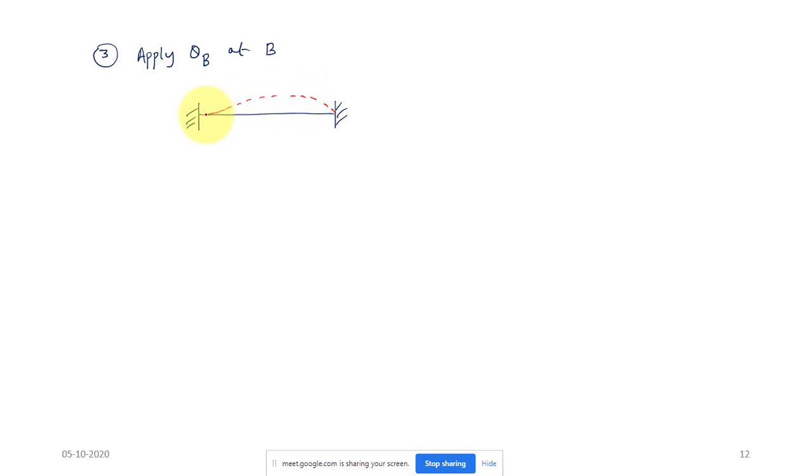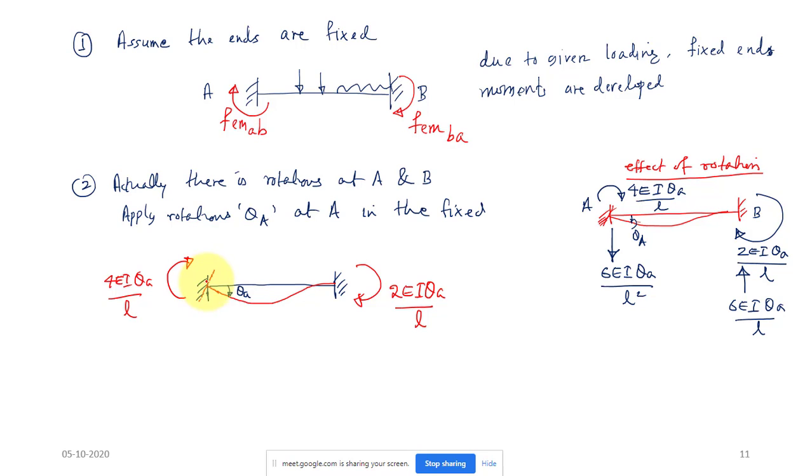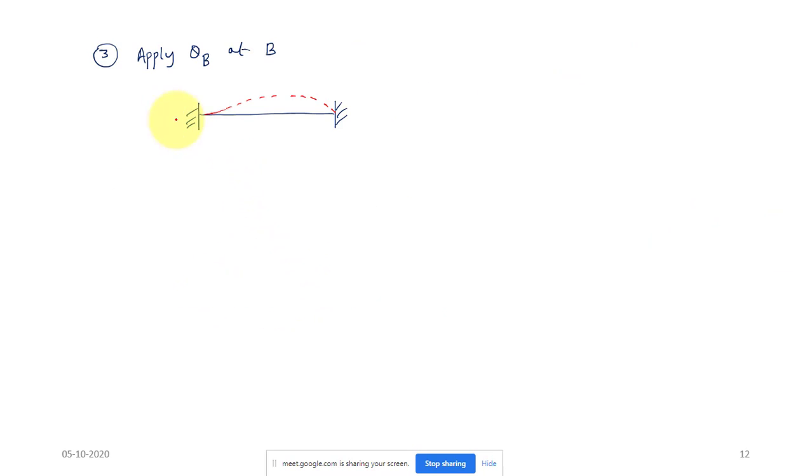So remember, while applying rotation at B, rotation at A is 0, because effective rotation at A we have already considered. Now we are not allowing A to rotate, only B is rotating. So there will be this much clockwise rotation at B. Now again we will see the effective rotation.